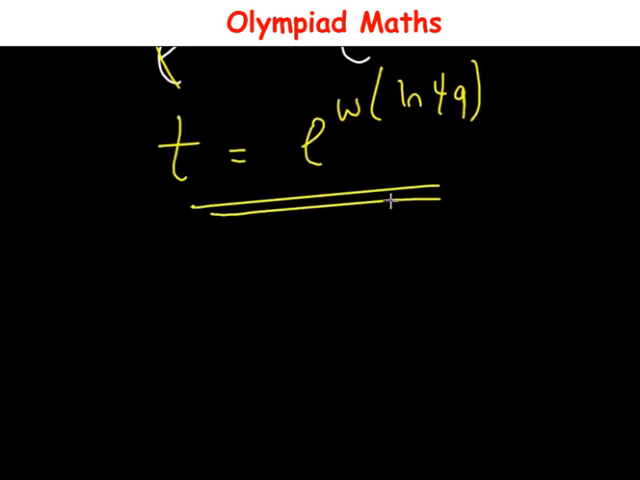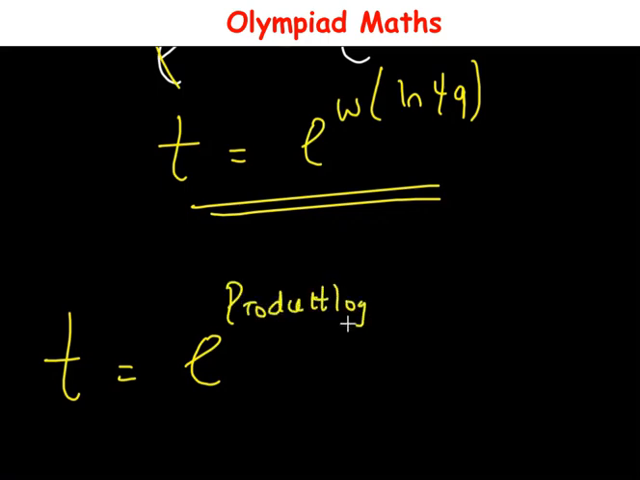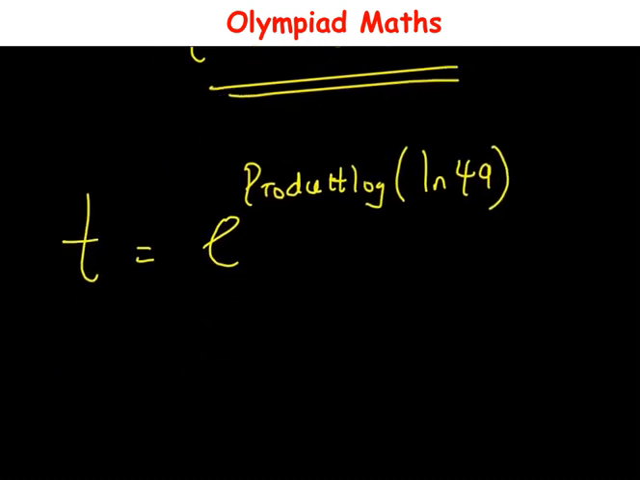So this is the value of t. But if you are confused why the answer is not a numerical value, simply, in your calculator, type in the expression for t, and you will not see W in your calculator. Instead, you will see product log. So type in e raised to the power product log, then in brackets type in ln 49.